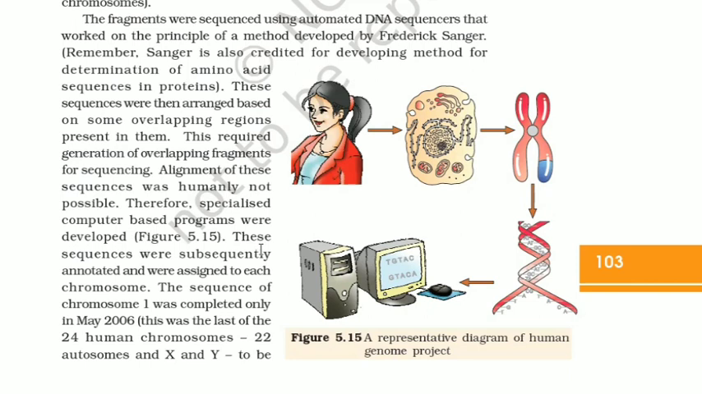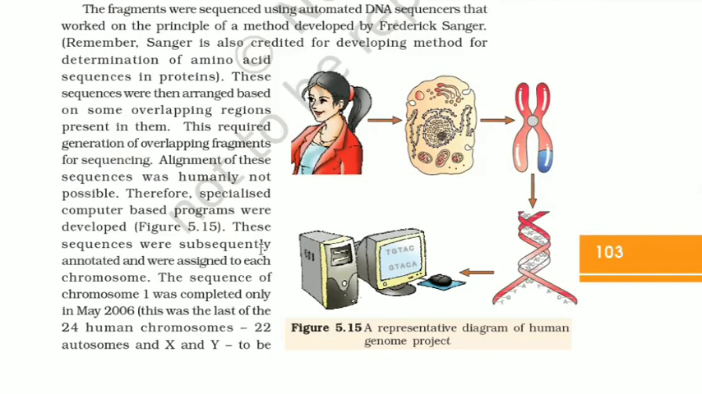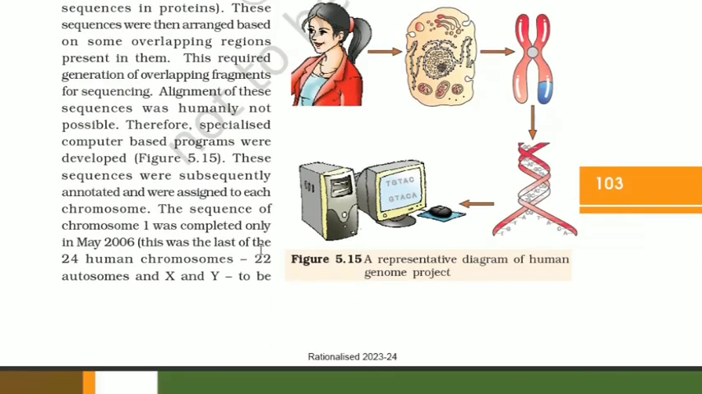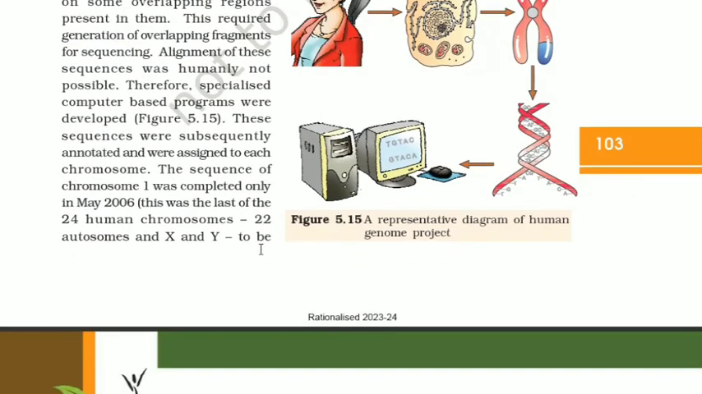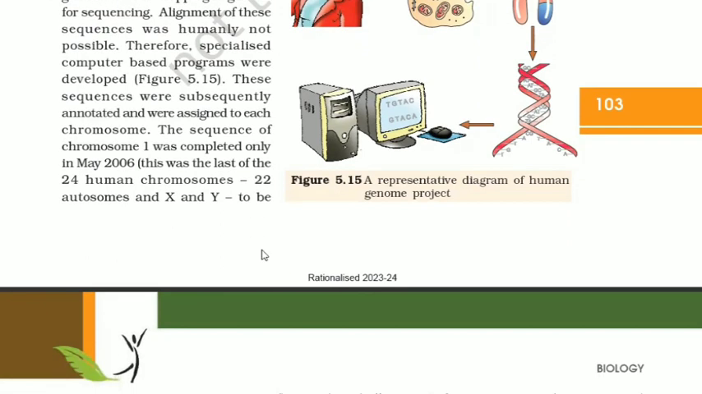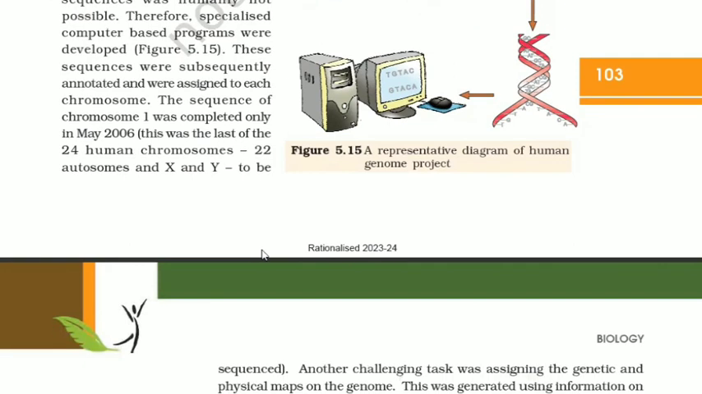The fragments were sequenced using automated DNA sequencers that worked on the principle of methods developed by Frederick Sanger. These sequences were then arranged based on some overlapping regions present in them. This required generation of overlapping fragments for sequencing. Alignment of these sequences was humanly not possible. Therefore, specialized computer-based programs were developed. These sequences were subsequently annotated and were assigned to each chromosome.